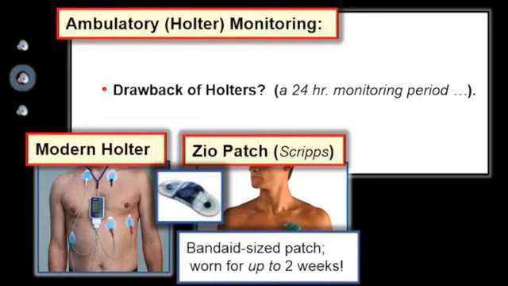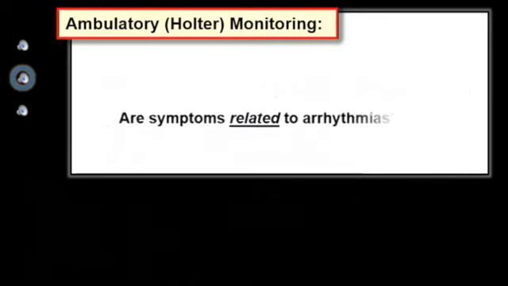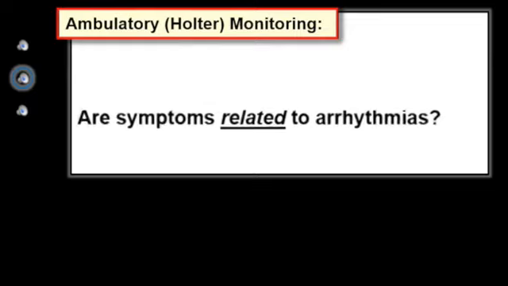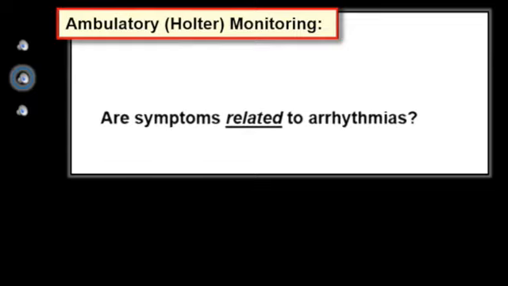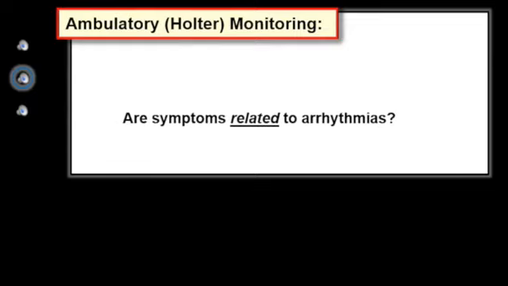This is the key question. Are symptoms related to arrhythmias that the patient is having? We know symptoms are common. And we know arrhythmias are common. The key is to determine if the two are related in any given patient. The best way to correlate symptoms and arrhythmias is to have the patient fill out a diary.